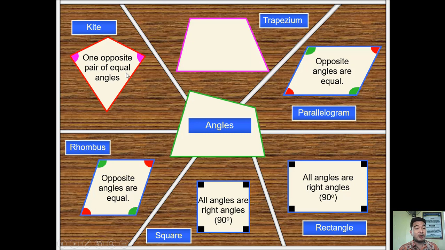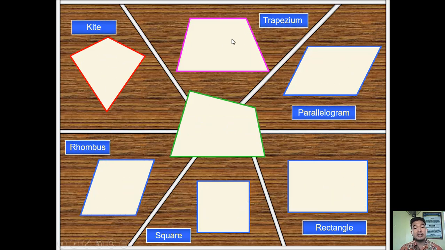One opposite pair of equal angles. So ito lang yung magkamukha sa kanila. Ito, hindi yan magkamukha. And then, sa trapezoid, wala tayong masyadong property doon kasi pwedeng mag-vary yun, pwedeng mag-iba-iba. Okay? So, how about with respect to the diagonals of quadrilaterals?